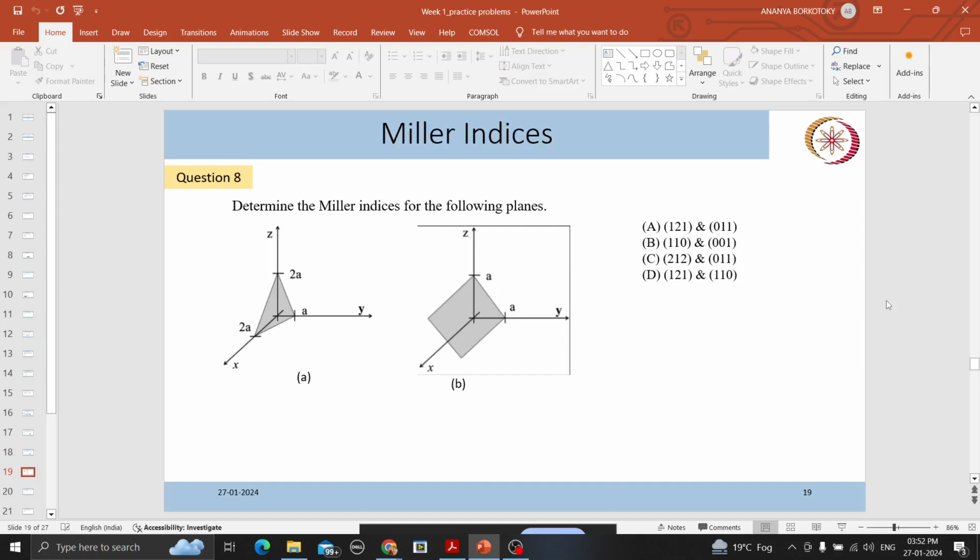So in this question, determine the Miller indices for these two planes. This was covered in one of the lectures, so you can tell me the answers. Probably you don't need the options, you can tell it directly.